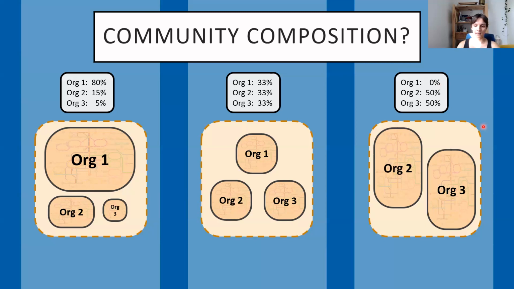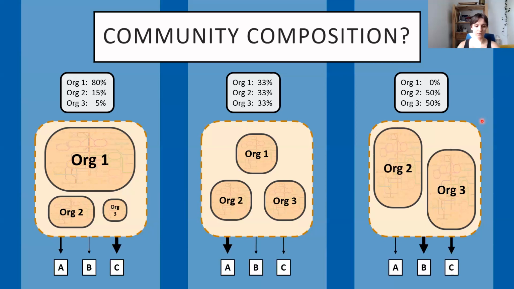And this aspect becomes interesting when you look at the output of such communities. Depending on which byproduct or product you're interested in, you may prefer one community composition over another.